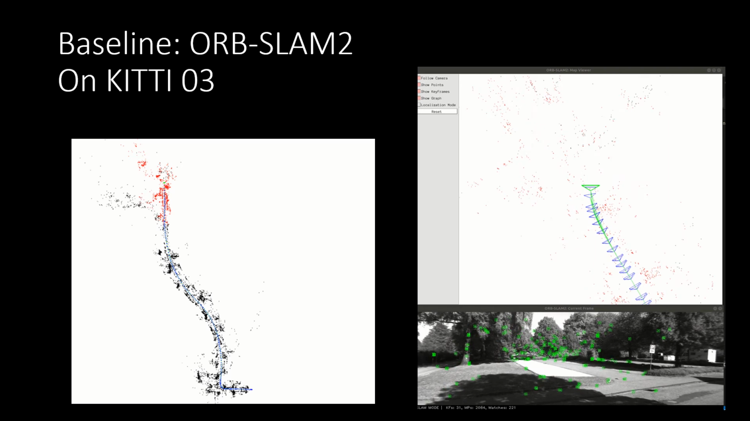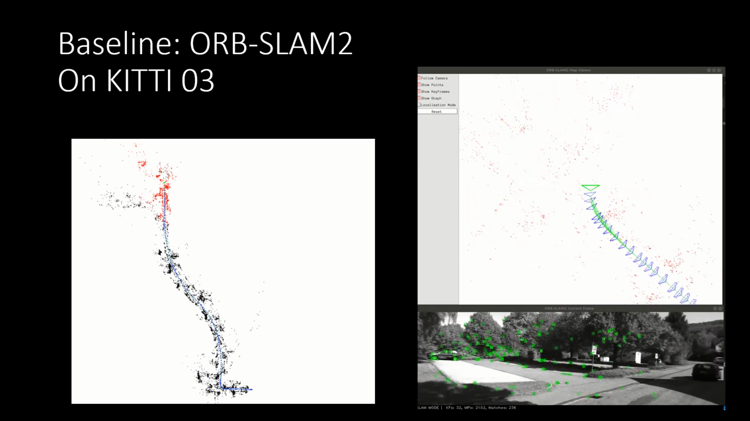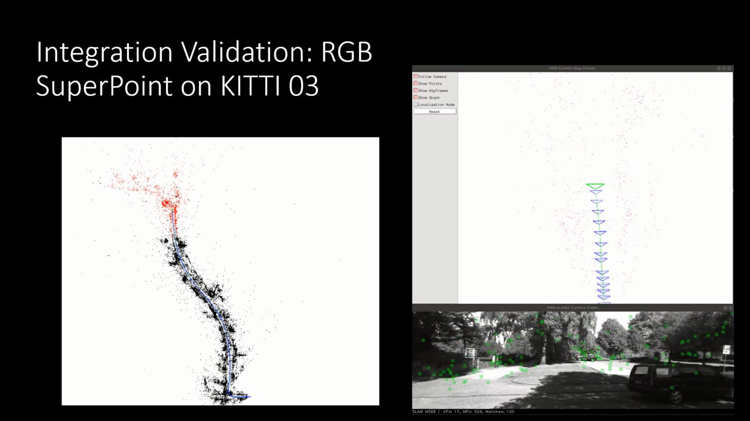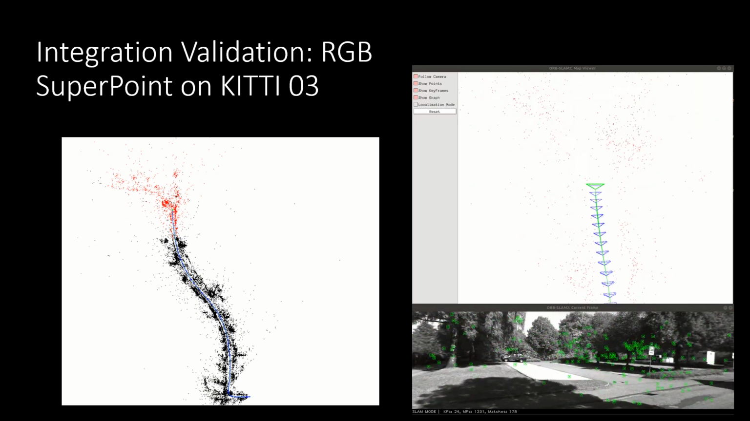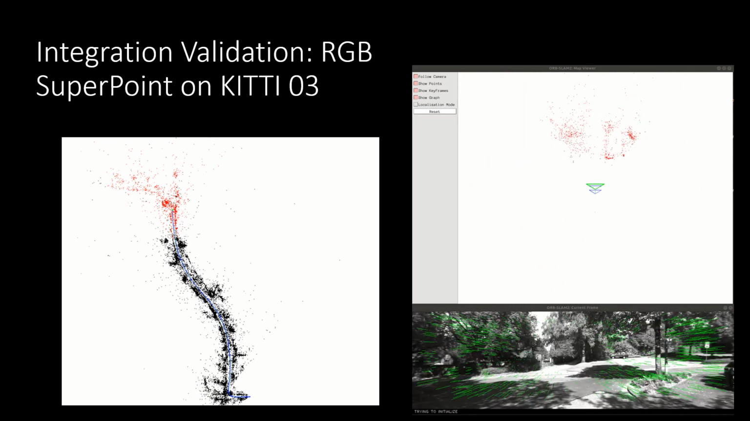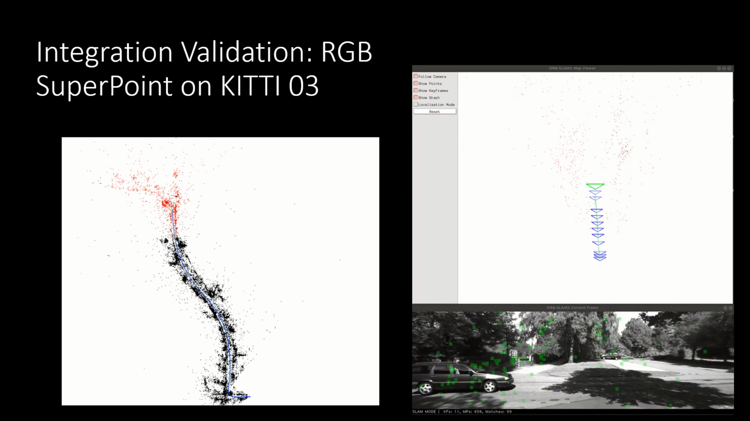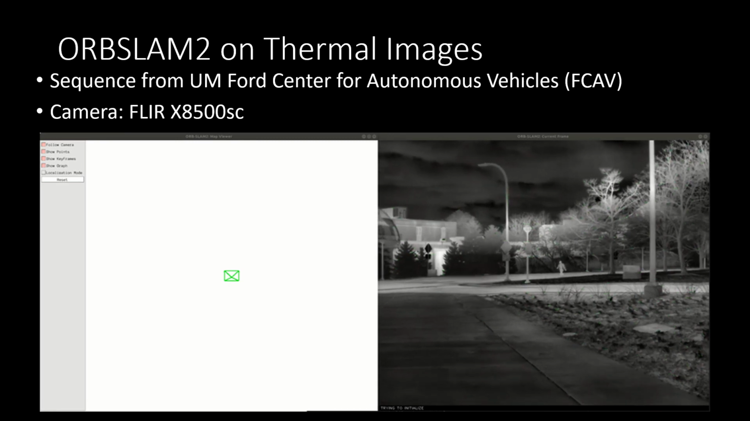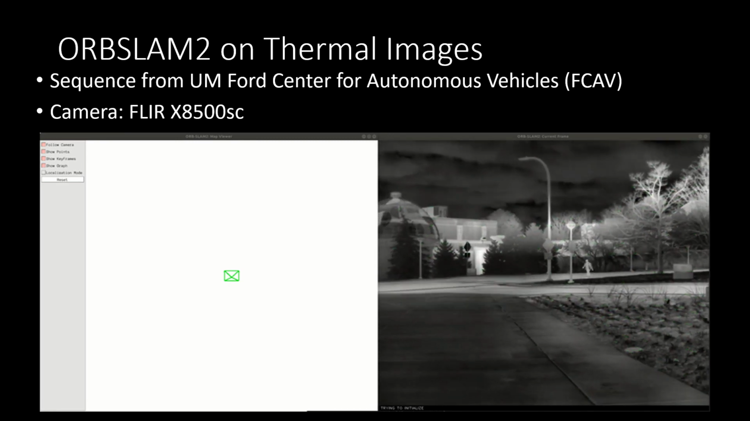The full trajectory is shown on the left and a small part of the sequence is shown on the right. To validate our integration, we tested SuperPoint SLAM on KITTI sequence 3 with the RGB SuperPoint network trained using PyTorch SuperPoint. The results confirm that our integration is functional. Next, we tested standard ORB-SLAM 2 on a thermal camera sequence. It was not able to initialize.